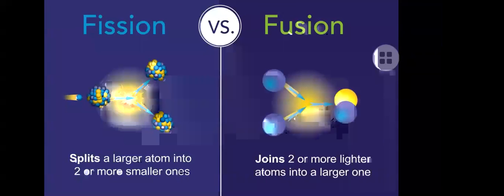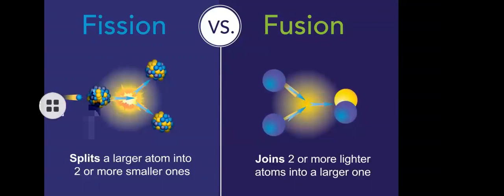Here you can see that in the case of fission, we have to split a large atom into two or more smaller ones. You can see that a neutron is bombarded in this case. Here the neutron is bombarded on an atom of uranium normally. Now it is splitting into two parts and a tremendous amount of energy is being produced. Here in the center you can see that energy is shown.